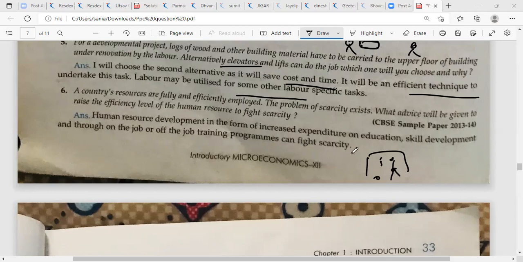So basically, you will suggest the country that you should spend more on education. You should educate people. You should spend more money on skill development of people so that you can offer them good jobs and they can be a good asset for the country, right? So this is how you can fight scarcity, right? Yes, ma'am.